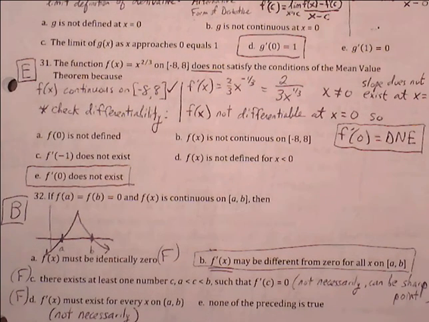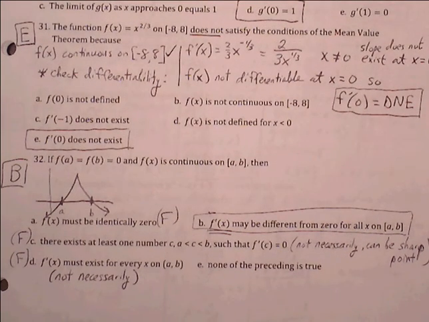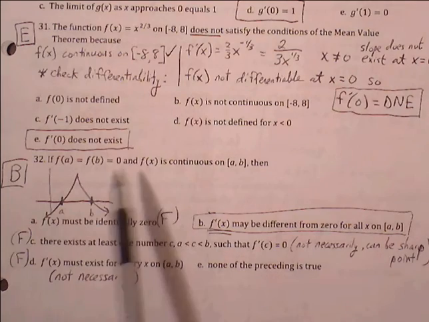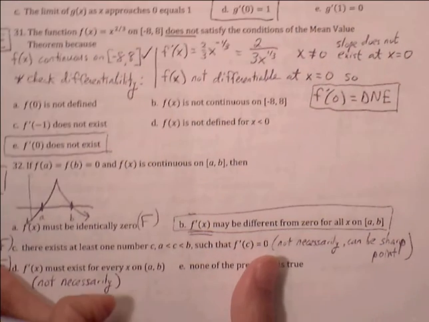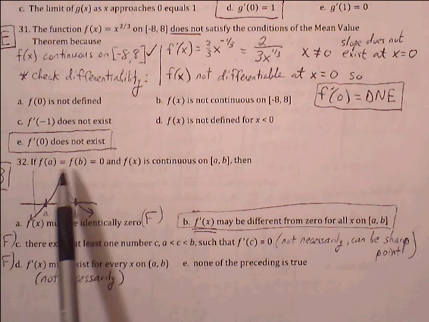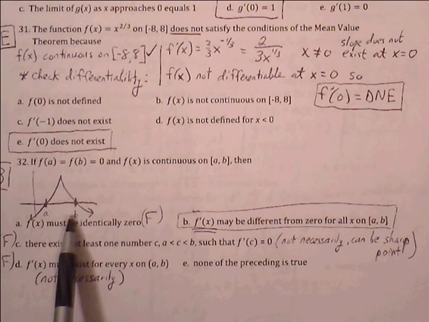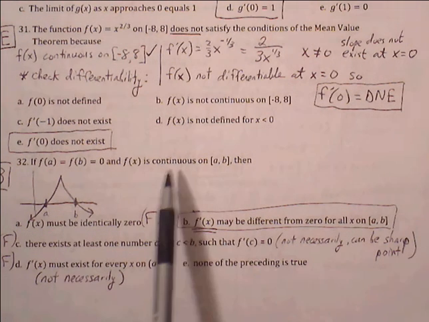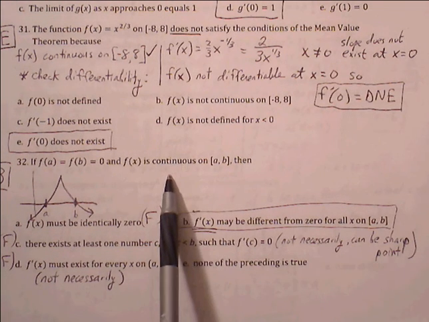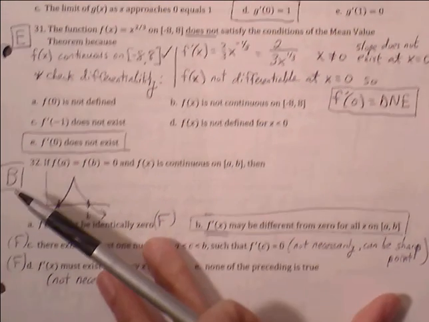Okay, number 32. If f of a equals f of b equals 0 and the function is continuous, then, well, these conditions look like Rolle's theorem, right? Because Rolle's theorem has continuity and it has endpoints being 0 or equal to each other. However, it's not quite Rolle's theorem because the second condition is missing. The second condition is the function is differentiable.